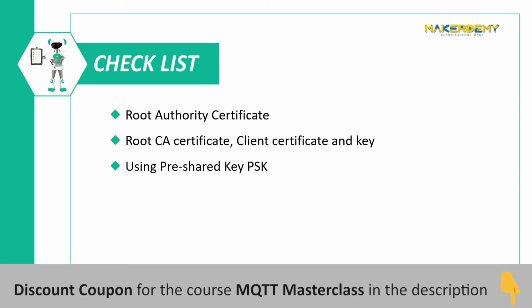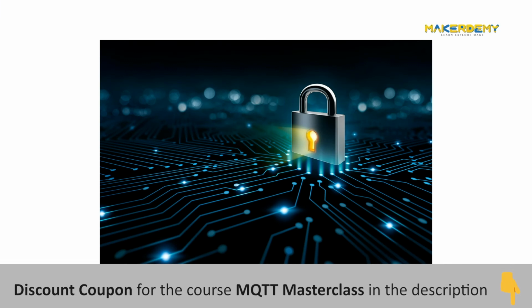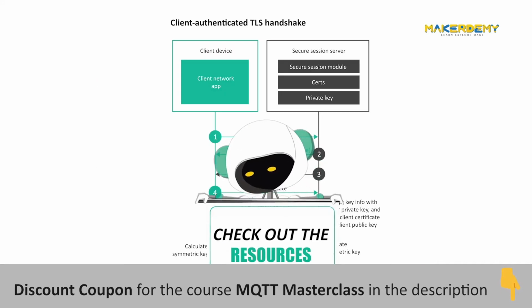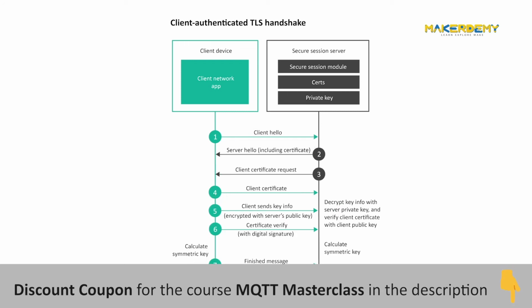TLS/SSL implementation is a very vast topic, and there are different methods to encrypt in the TLS implementation. They are as follows. 1. Using a root authority certificate. 2. Using a root CA certificate and a client certificate along with a key. 3. Using a pre-shared key. We are going with only the first implementation due to time constraints and as security is a vast topic. But I have provided adequate resources in the resources of this video to learn about the second and the third type of TLS implementation with the IBM IoT platform.